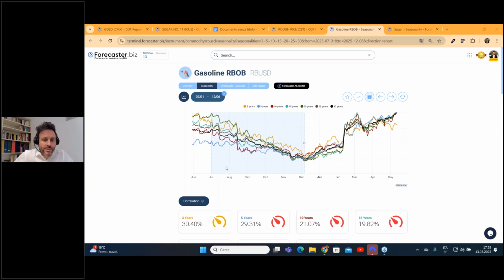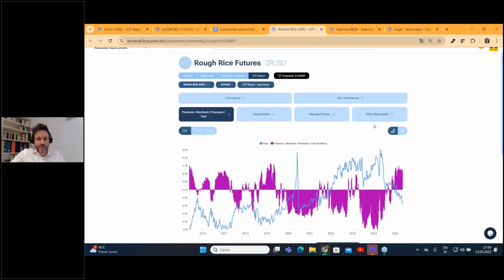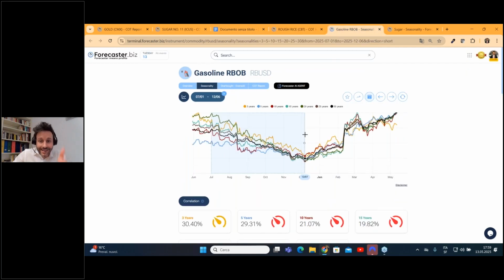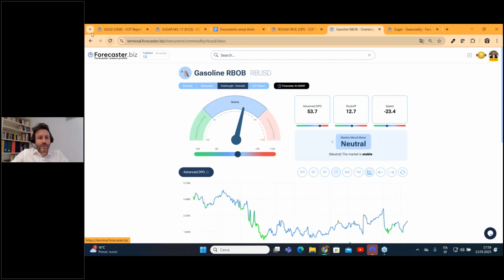How could a person better time the market with this future data? Very simple, guys. Very, very simple. You can do an analysis where you also go with the COT report, but then you can time the market thanks to seasonality and overbought, oversold.